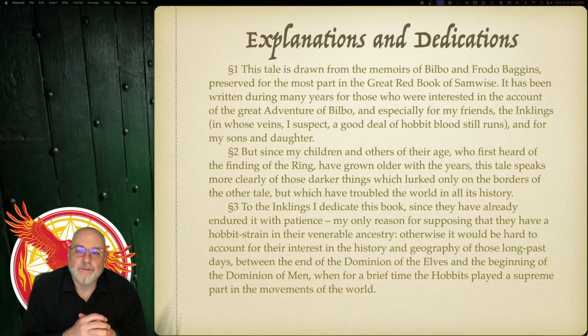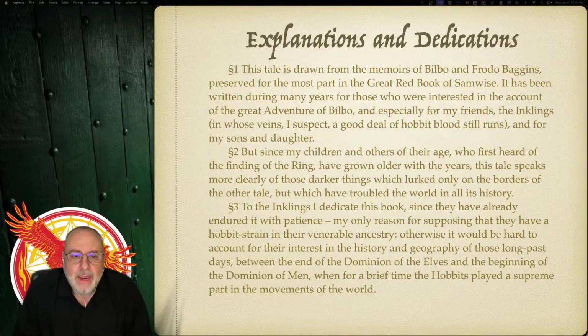This tale is drawn from the memoirs of Bilbo and Frodo Baggins, preserved for the most part in the Great Red Book of Samwise. It has been written.